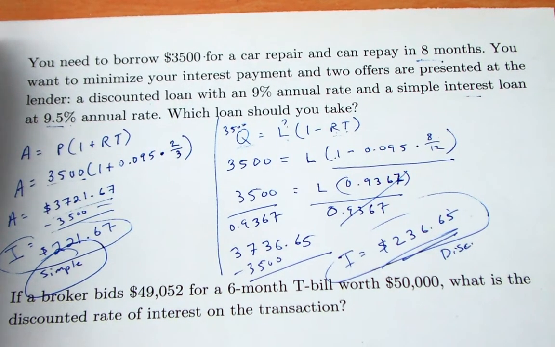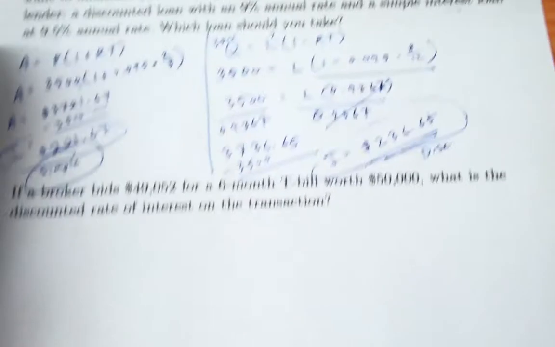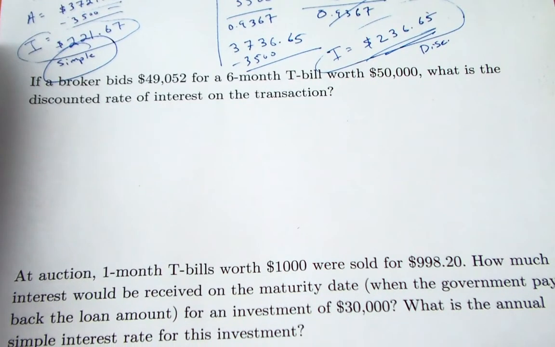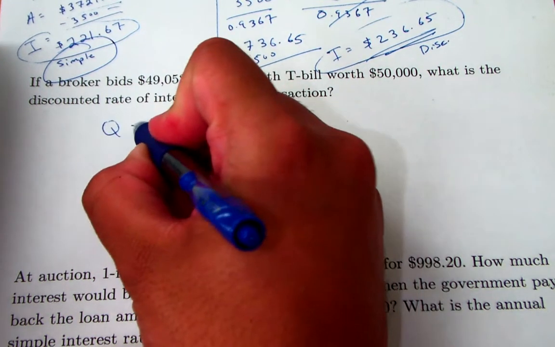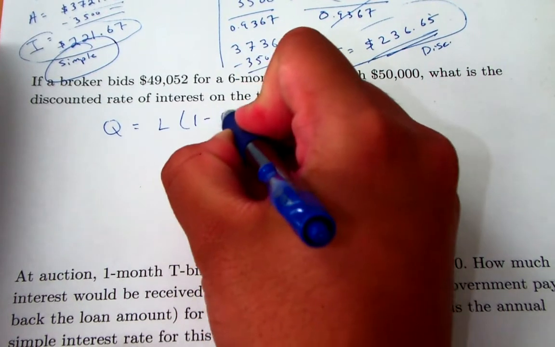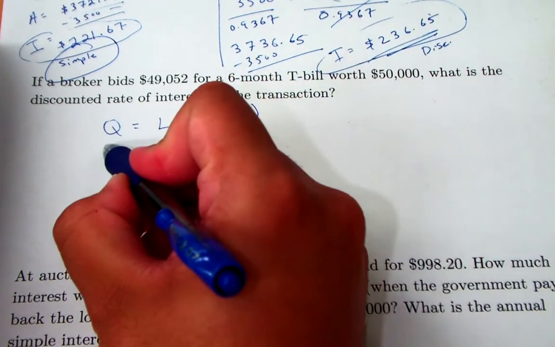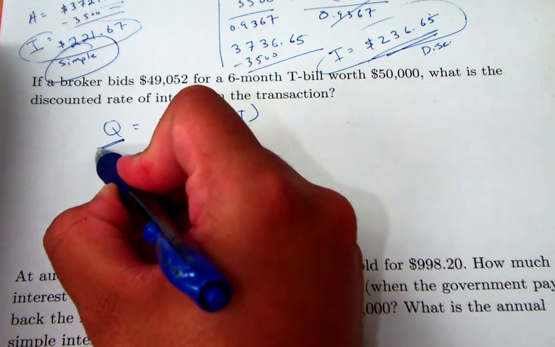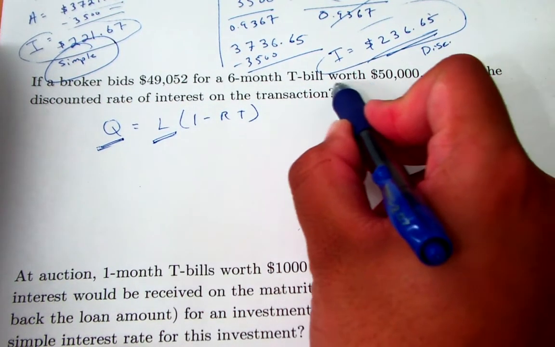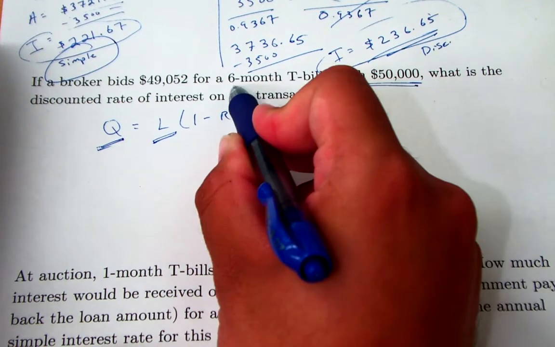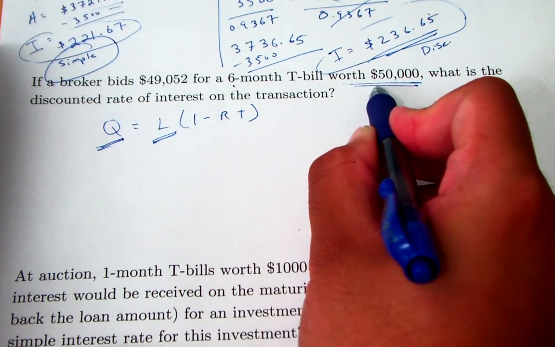Let's take a look at some more discounted loans, this time in the context of a treasury bill. If a broker bids $49,052 for a 6-month treasury bill worth $50,000, what is the discounted rate of interest on the transaction? That sounds quite technical, but thankfully it's just another application of the same formula, where this is the amount that is actually received by the government, and this is the amount that they have to pay out. So since the value of the bill is $50,000, in 6 months the government has to give the broker that much money.